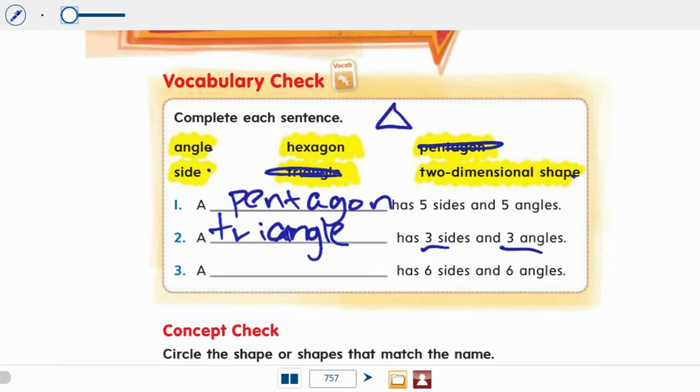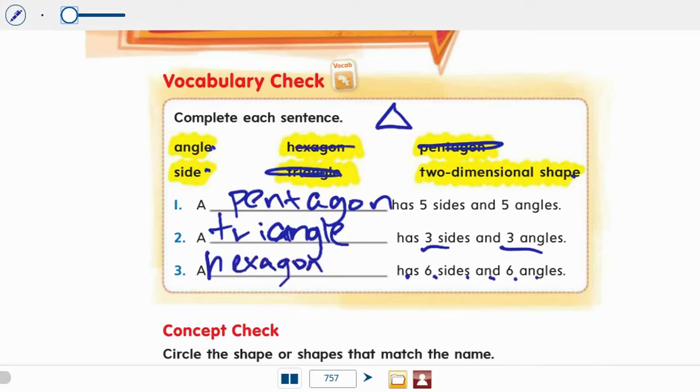My last one here says it has six sides and six angles. Well, six sides and six angles. Again, it's not going to be angle. It's not going to be side, because we've already used those in the answer. It's probably a two-dimensional shape, but I'm looking for a specific one. So it looks like I'm going to choose hexagon.